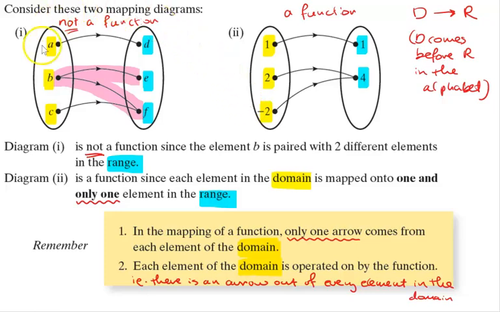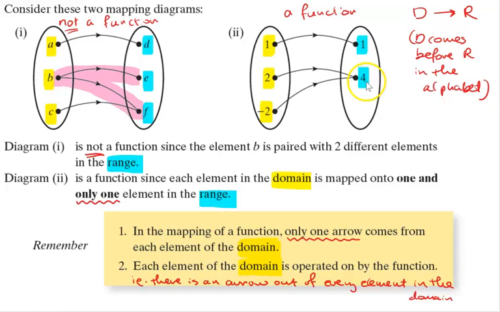So in our first example, that was not a function. We know that A, B, and C are the domain. B had two arrows coming out of it, whereas in our example of a mapping diagram that is a function, we can see every element in the domain only has one arrow leaving it.